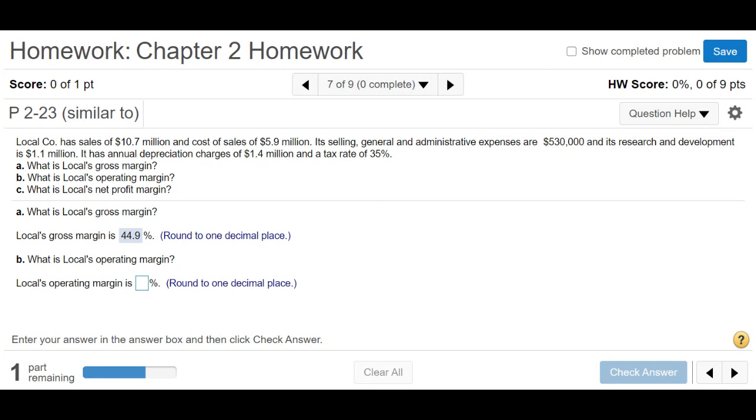The operating income shouldn't be taxed, like we shouldn't account for the. No, not yet. We're not at that part yet. Good question, but we're not there yet.